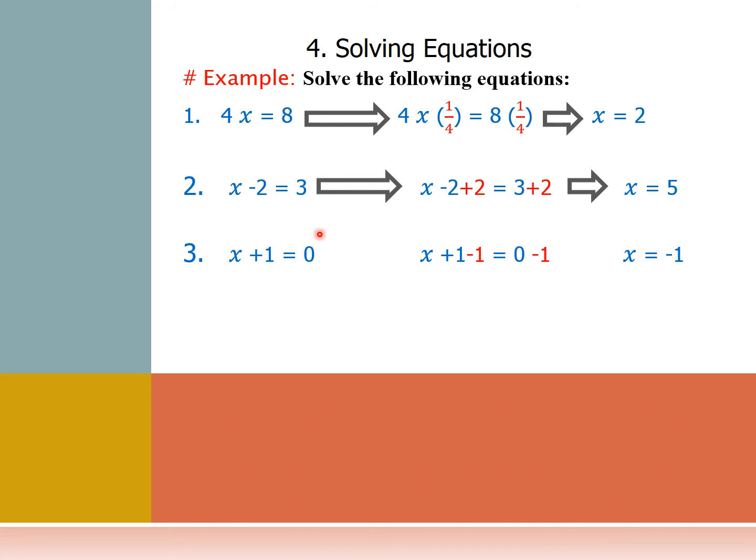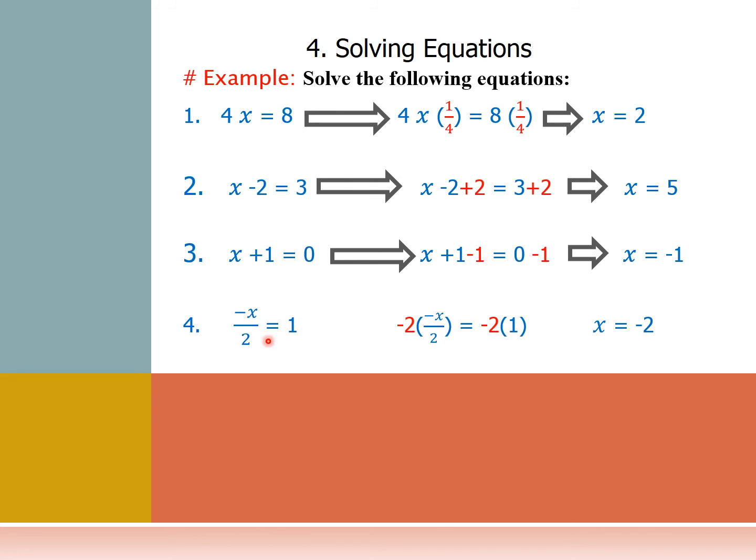Here we have x plus 1 is equal to 0, so minus 1 here and minus 1 here. Subtract 1 from each side. Then we have x plus 1 minus 1 is equal to 0 minus 1. So 1 minus 1 is 0, we have x, and 0 minus 1 is negative 1. Also if you want to check, negative 1 plus 1 is equal to 0.